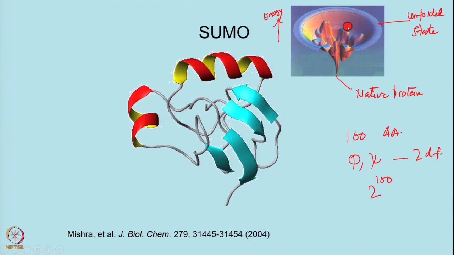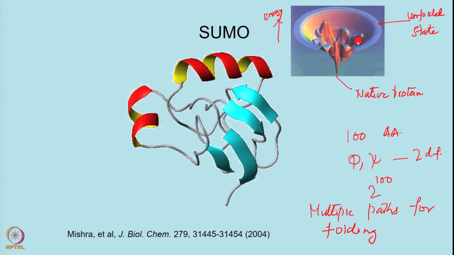Some degrees of freedom are satisfied and some remain, and eventually it has to reach here. But the path it can take from this point to this point can be very different. So there can be multiple paths for folding, because it has to eventually reach the same native state, which is very, very narrow. It does not have too many conformations. It is one conformation, which is what we call the folded protein, and this is the one responsible for the varieties of functions of the protein.